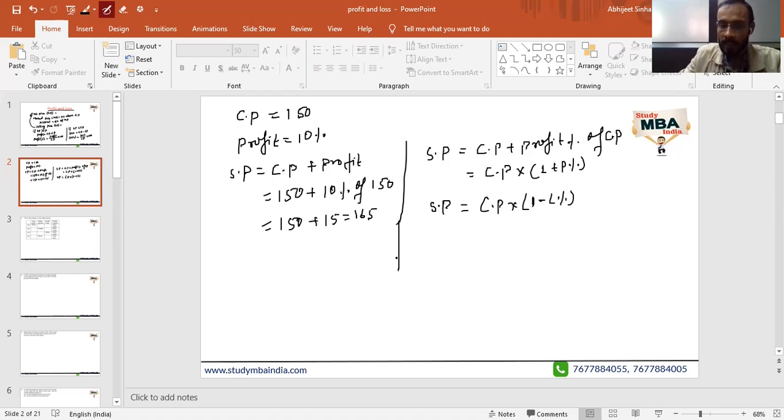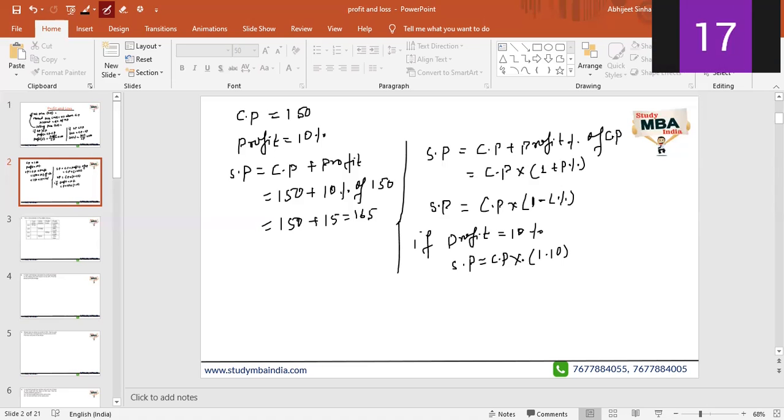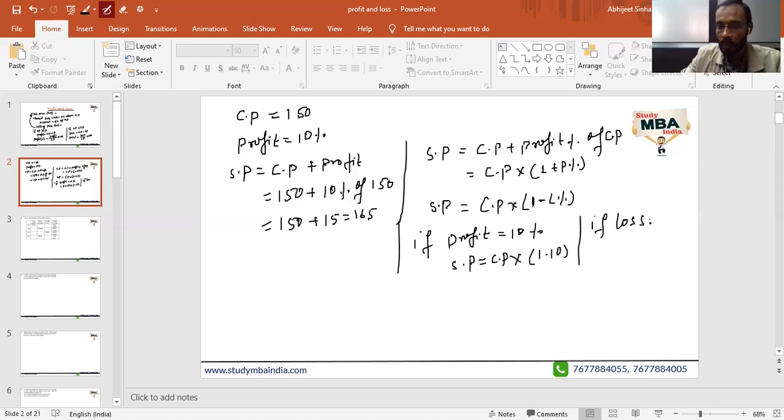Like here, if the profit is 10%, we can say the selling price is cost price into 1.10, right? Yes, sir. Now if there is a loss, suppose the loss is 10%, then in that case the selling price will be cost price into 1 minus 10%, which is 0.1. So what we will get here is 0.90.